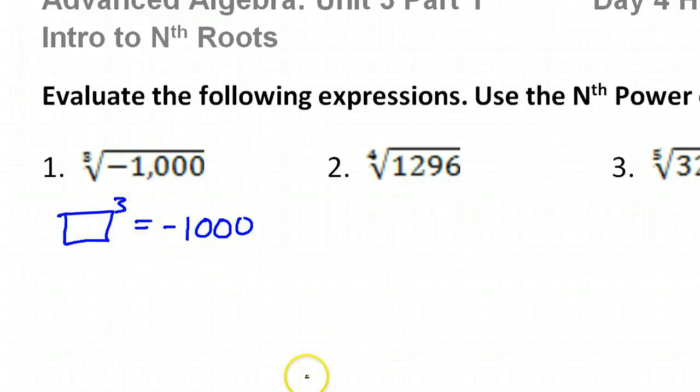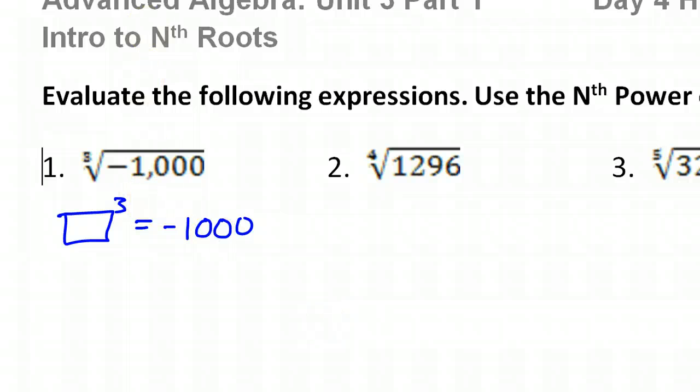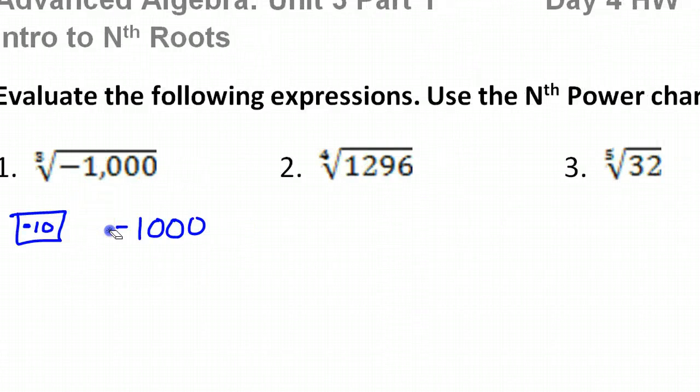Okay, now I happen to know this one by heart, but if you didn't, you could just look here. They're saying what to the third power. So here we have n to the third power. You see 1,000, that means 10 to the third power. Since 10 to the third power is equal to 1,000, then negative 10 to the third power will equal negative 1,000. So the answer is simply negative 10.